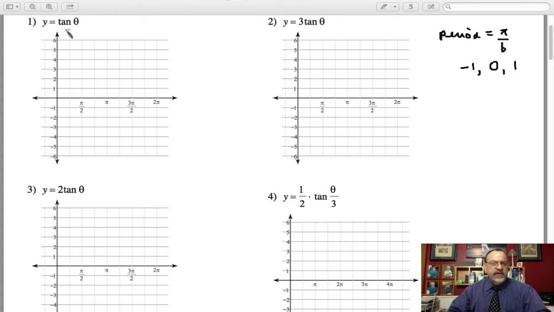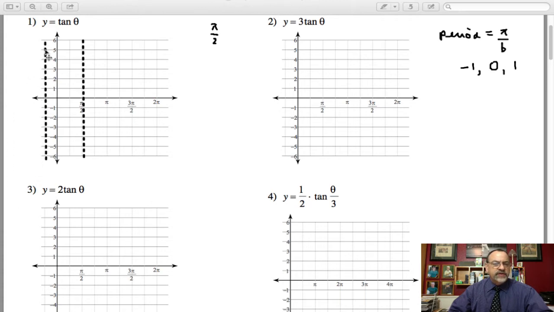So this is the parent function. I'm going to do this very quickly so we get an idea of what we want to do here. We know that there is no b value, so the period is pi. And we need to split that over the y-axis. So I need to split this in half, so I multiply by half, and I get pi over 2. So at pi over 2 on the right side of the y-axis, I'm going to have an asymptote.